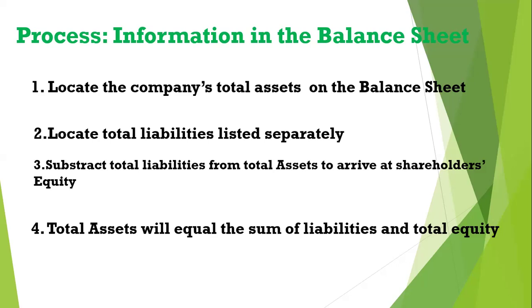This is when you have already been given the balance sheet, which makes it much easier because everything will be found in that category. But if it's not, if it's the raw information, you have to put it together and try to organize it. Locate total liabilities listed separately. Subtract total liabilities from total asset to arrive at shareholders' equity. Total asset will equal the sum of liability and total equity.